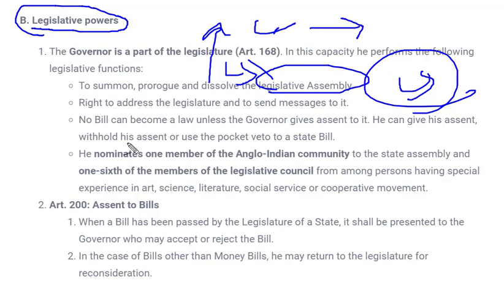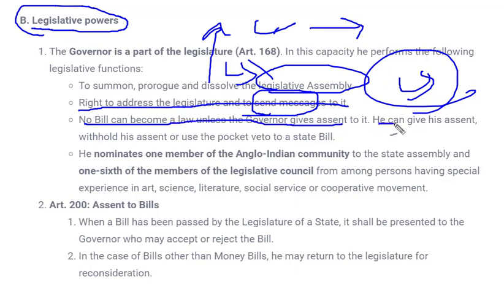The other legislative power of a governor is the right to address the legislature and send messages to it. What kind of message? When any bill is pending with the Governor, or if he has some issue, he can send a message to the legislative assembly so that proper action can be taken during that period. The next power is that no bill can become law unless the Governor gives assent to it. He can give his assent, withhold his assent, or use a pocket veto on a state bill. Now, if any bill comes to a governor, he has three options.